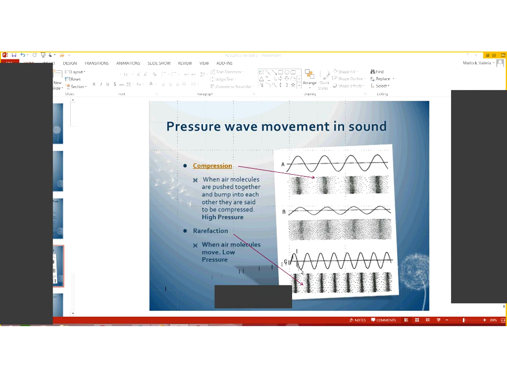Any other questions? Visualizing these, assuming that these were the same length of time for each A, B, and C, would it be safe to say that C is a higher pitch because of the increased frequency?